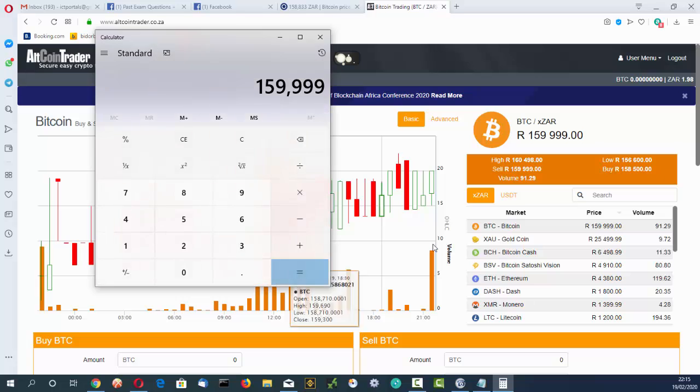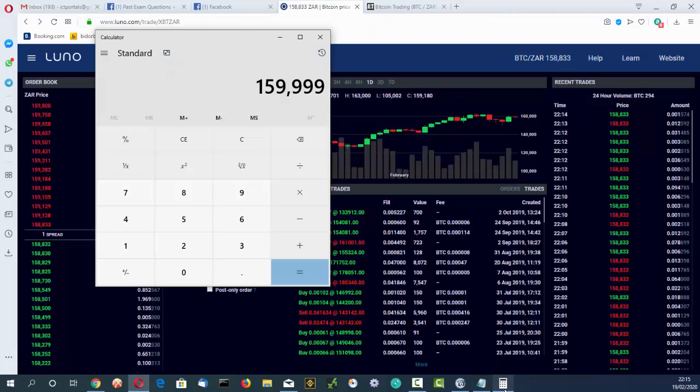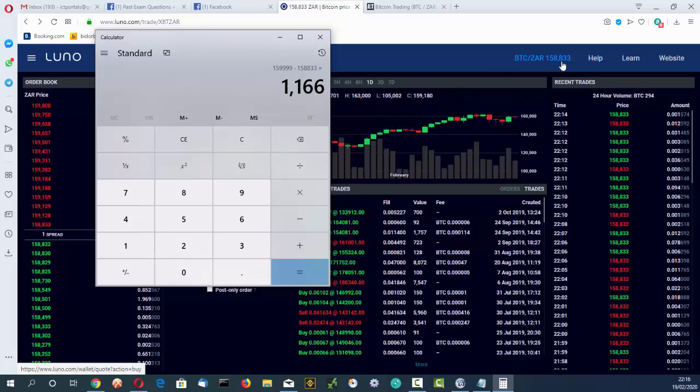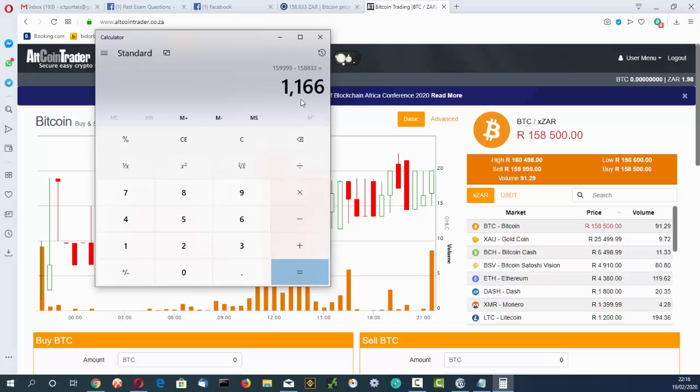159123. Now if you look at Luno, it's 158 minus 158833. That means if you quickly buy 1 Bitcoin in Luno and you quickly go and sell it here, you are going to make this profit right now.